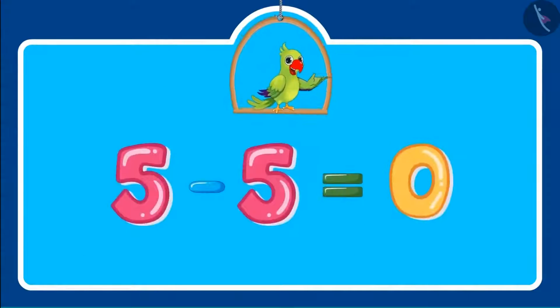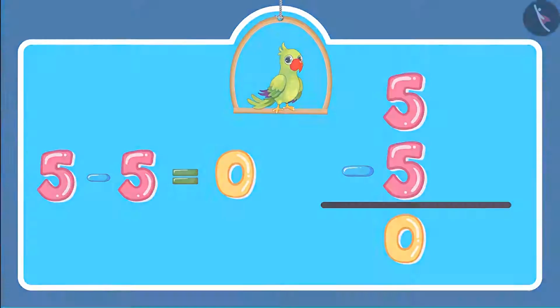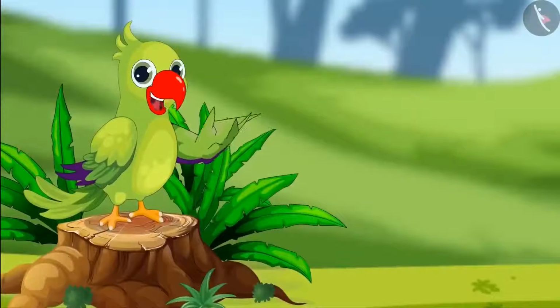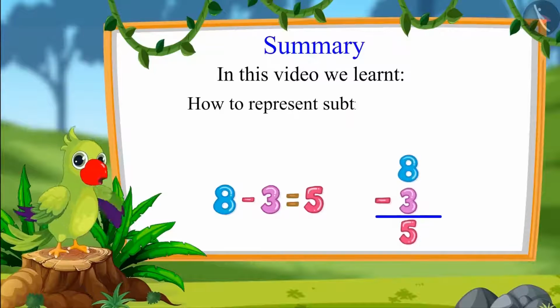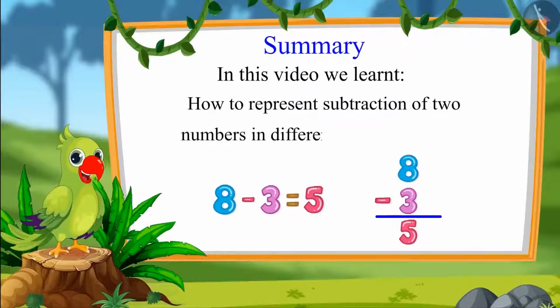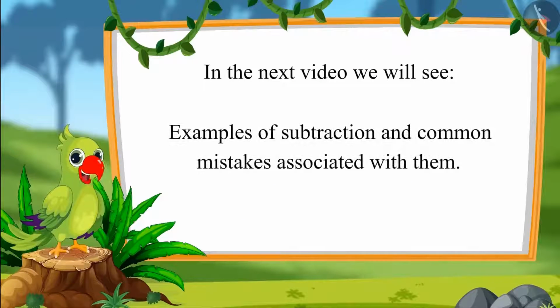Come on, now let us write this also in a systematic way. You also wrote it like this, right? Great! That was all for today. In this video, we learned how to represent the subtraction of two numbers in different systematic ways. In the next video, we will see some more interesting examples and learn about some common mistakes that should not be made.